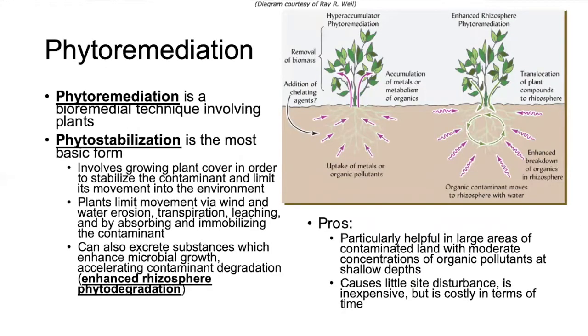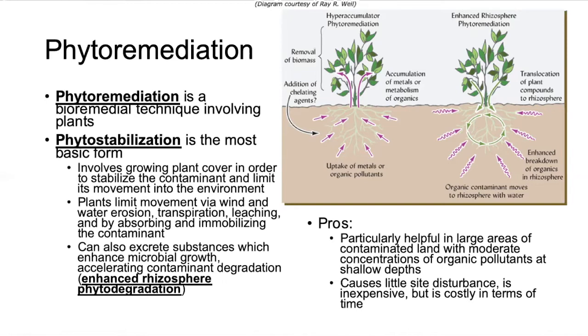So phytoremediation is a bioremedial technique which involves using plants. Phytostabilization is its most basic form, and this would involve growing plant cover in order to stabilize the contaminant and limit its movement. The plants can do this by physically providing a barrier which slows water erosion and wind erosion as well. But the roots can also help with leaching below the soil profile, and also absorbing part of the contaminant, so long as that contaminant is not harmful to the plant.